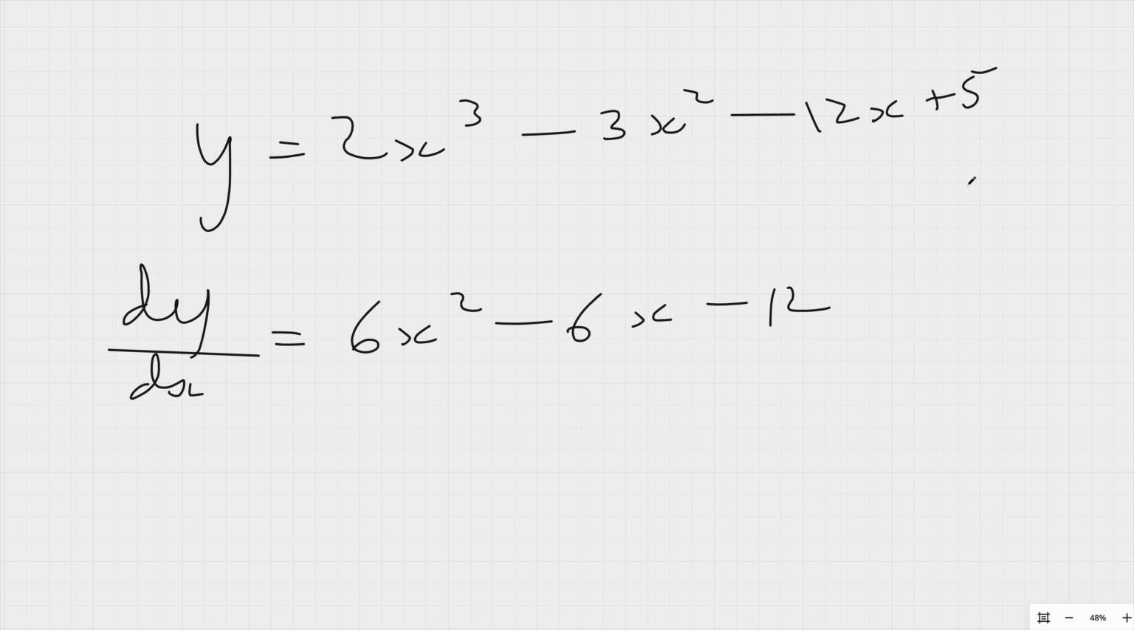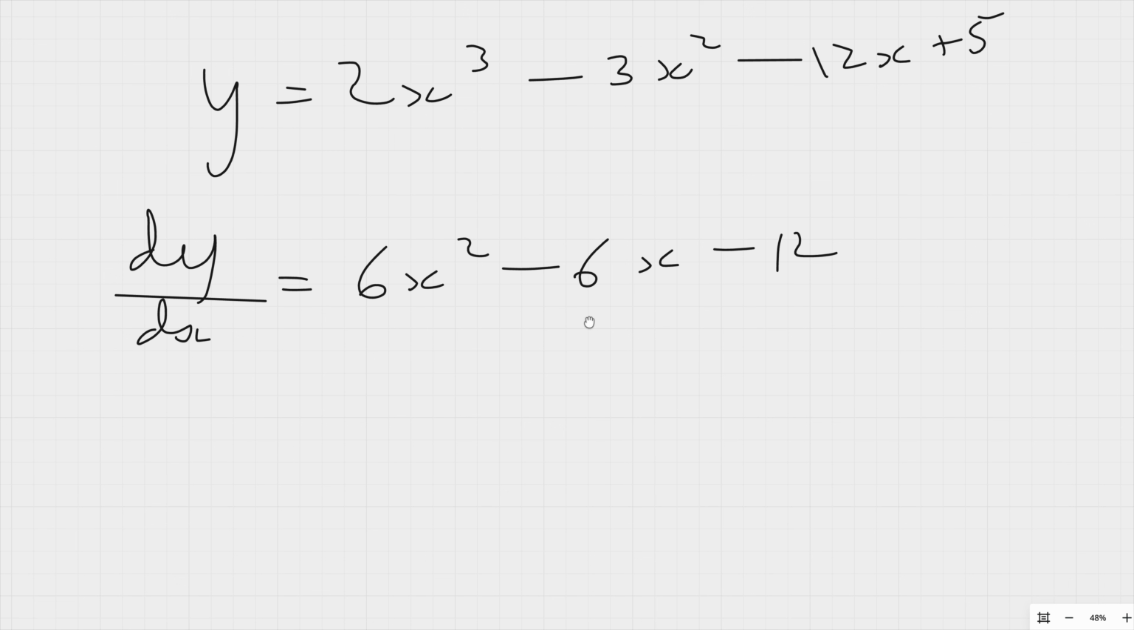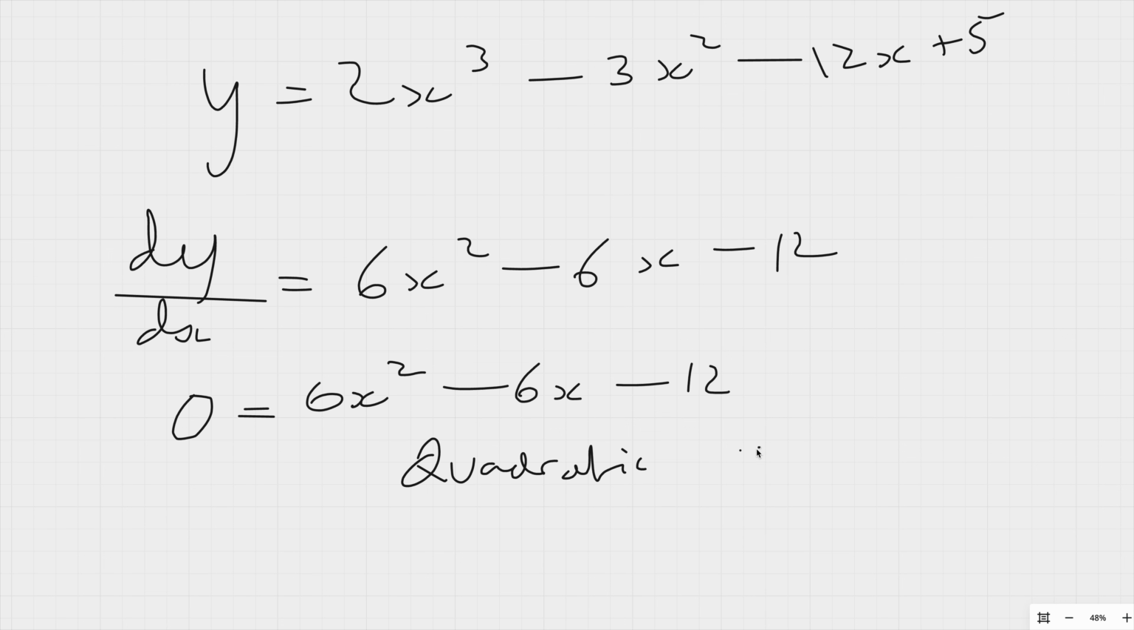As you can see, we have just differentiated, which is pretty cool. Now what you need to do is make it equal to 0. So it'll be 0 equals 6x squared minus 6x minus 12. Now you might be looking at this and going, oh, I know what that is. That is a quadratic. And yes, you would be right. It is a quadratic and it will help us a lot.